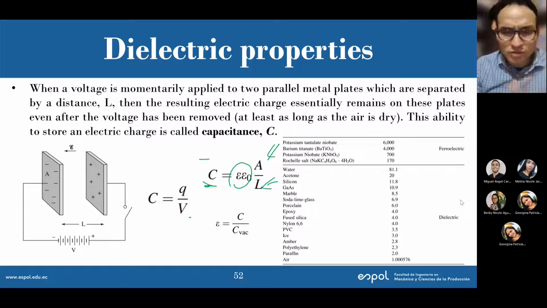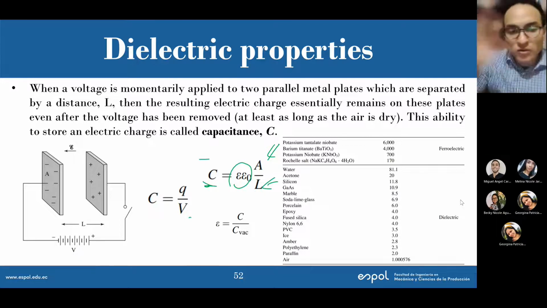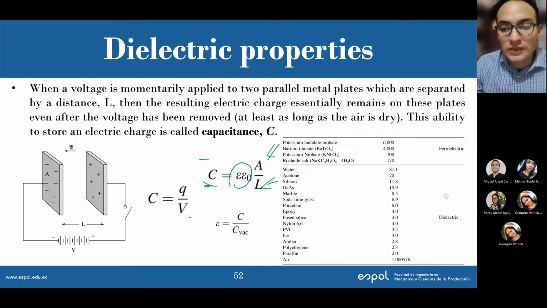I'm sure I've mentioned that term before. And epsilon naught is just a universal constant whose value is 8.85 times 10 to the negative 12 farad per meter. You can Google that. You don't have to memorize that. If I ask a question on this, I will give you that value, so don't worry about that. So it's just the permittivity of vacuum, or the permittivity of empty space. That's epsilon naught. It's a universal constant, and epsilon is the dielectric constant, right?